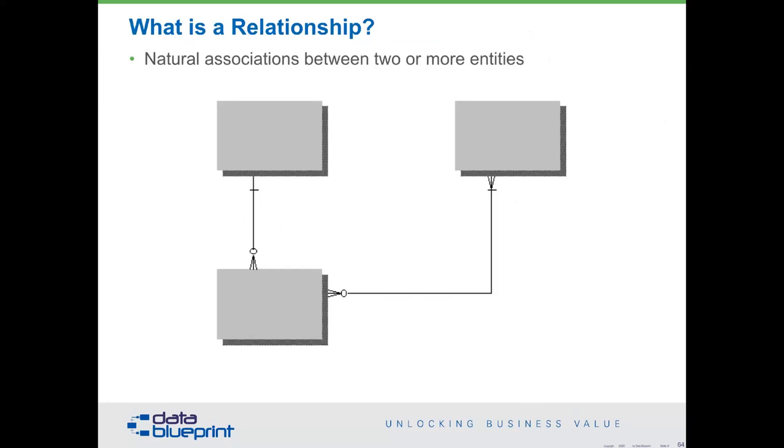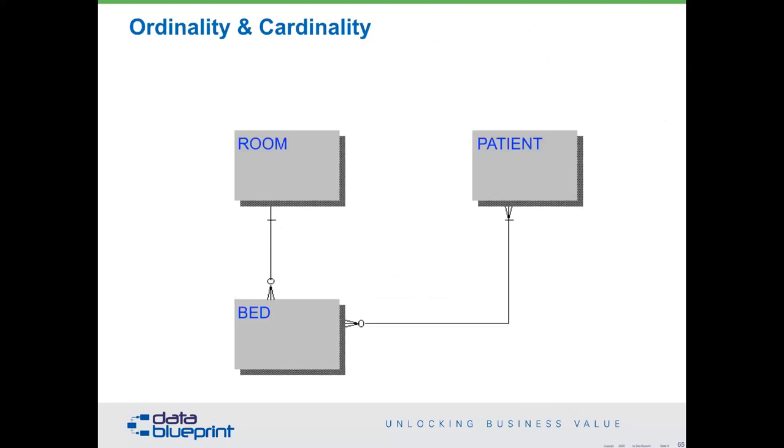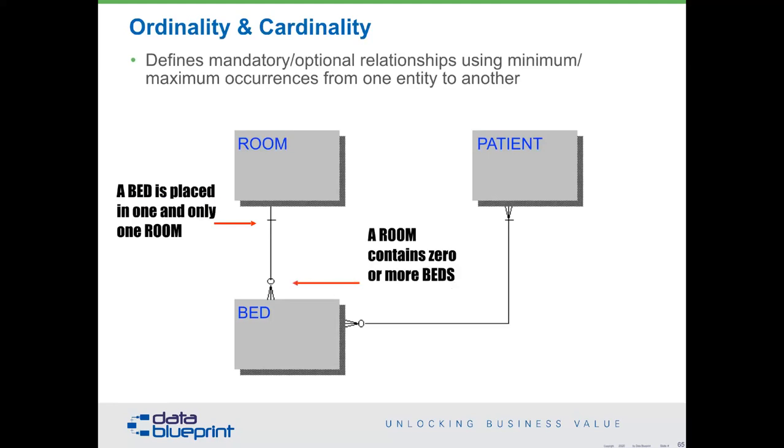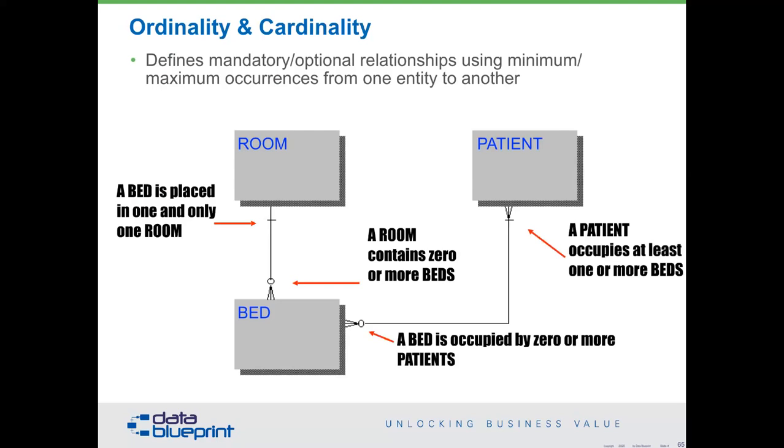This represents a natural association between the entities. In this case, it defines the mandatory optional using minimum and maximum occurrences in here. So a bed is placed in one and only one room according to this data model. And a room contains zero or more beds. Now, if I had specified this to say a room contains one or more beds, that means every room must have a bed in it. And that may or may not be what we're trying to do with respect to our modeling of information requirements. A bed can be occupied by zero or more patients, and a patient occupies at least one bed.